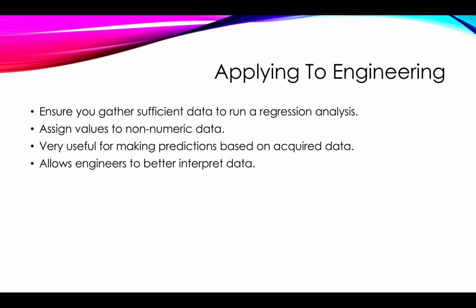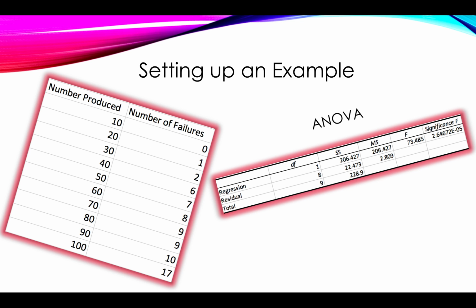When applying this to engineering, you want to make sure, of course, that you find sufficient data in order to run this regression analysis. And then if you have any data that is non-numeric, such as hair color, such as blonde or brown, you want to assign values such as 0 or 1 in order to run this tool. Okay, by doing this, we can make accurate predictions about the data that we acquired, and as engineers, that can help us to better interpret the data beyond the scope of what we can initially observe.